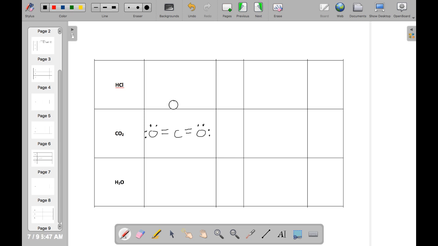Now let me point this out again. This is actually also linear. See how this is a straight shape? Basically, these electrons want to be as far away from each other as possible. It's all about charges. They're negative, so they're trying to be away from each other. There's no lone pairs in here, so this will be a linear shape.